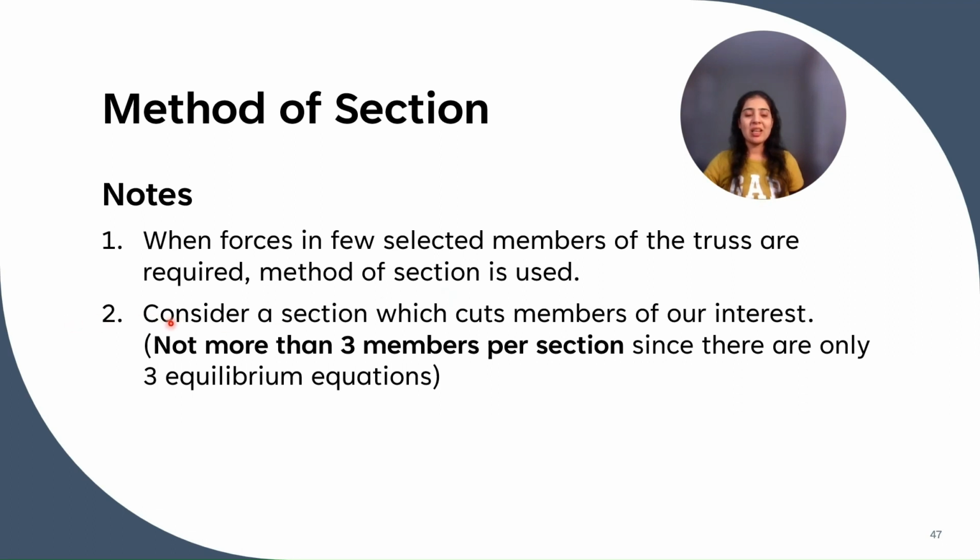Second point is consider a section which cuts members of our interest, and that section should not cut the members more than 3 per section. Why? Because we have only 3 equilibrium equations. So for solving, number of equations is equal to number of unknowns. This is the mathematics. So only 3 members per section should be cut.